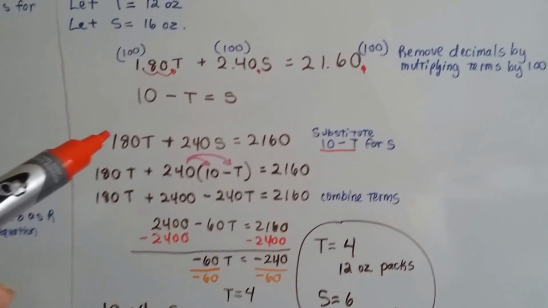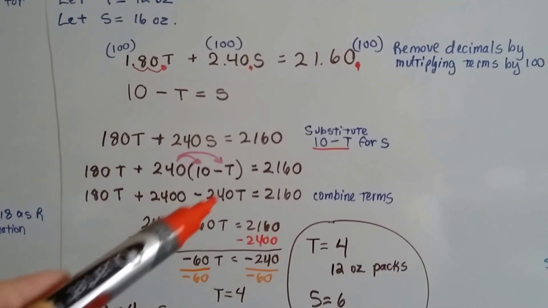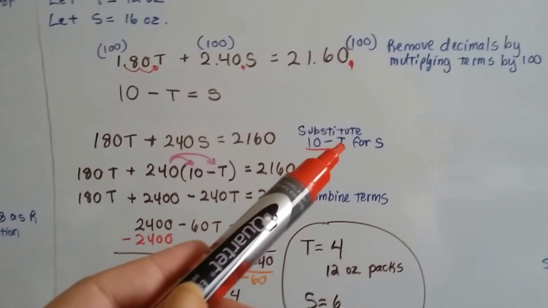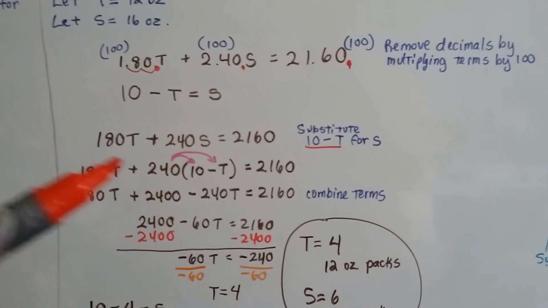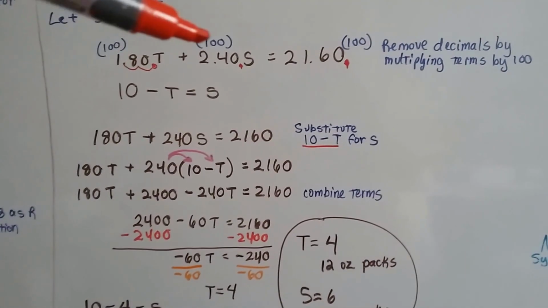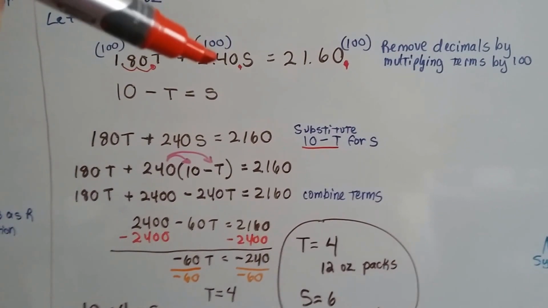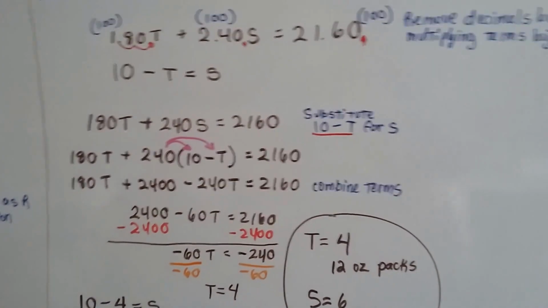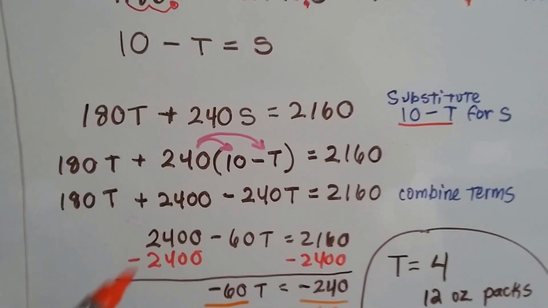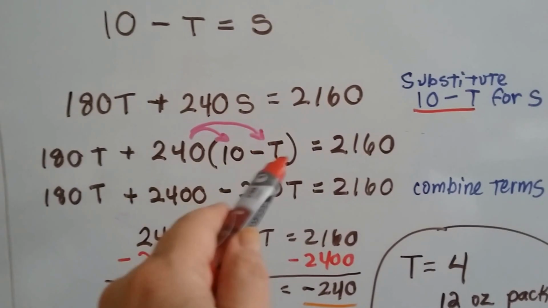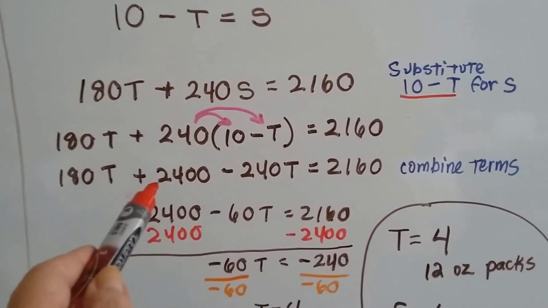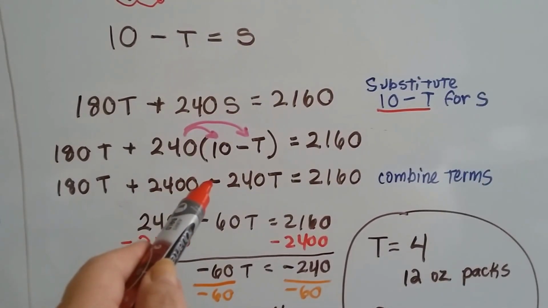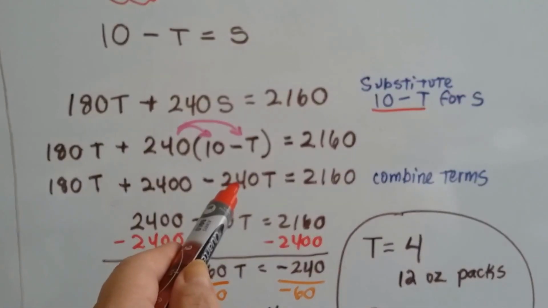So the decimals are gone. We have 180T plus 240S equals 2,160. And we're going to substitute this 10 minus T in place of the S in the equation. So instead of having 240S, we have 240 times 10 minus T, all right? Because we substituted it. So now we need to do distributive property with this part of the equation. And that is going to get us 2,400, because 240 times 10 is 2,400, minus 240T, all right?